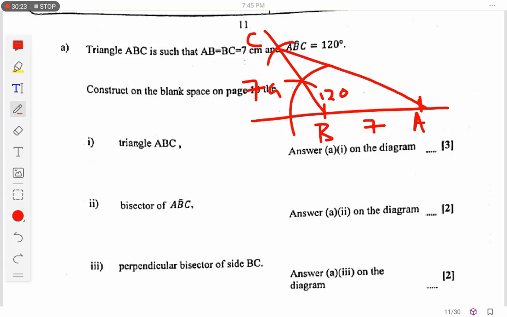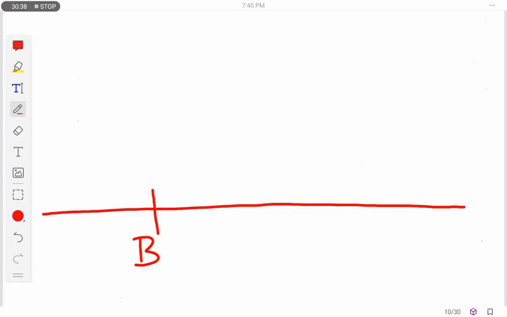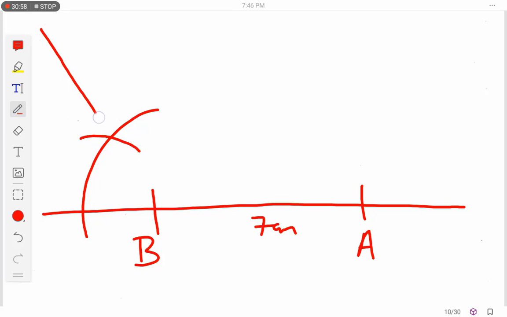So we can as well do the same on the given space. Let's do that. First of all, we construct our straight line. We mark our points A, B there. Okay, we measure 7 centimeters. So this is our 7 centimeters, and this is our A there. Then we now want to construct our C. We said for our C, we construct 60 degrees this way, like that. So this is the 60 degrees. Our angle is 120 here, like that.